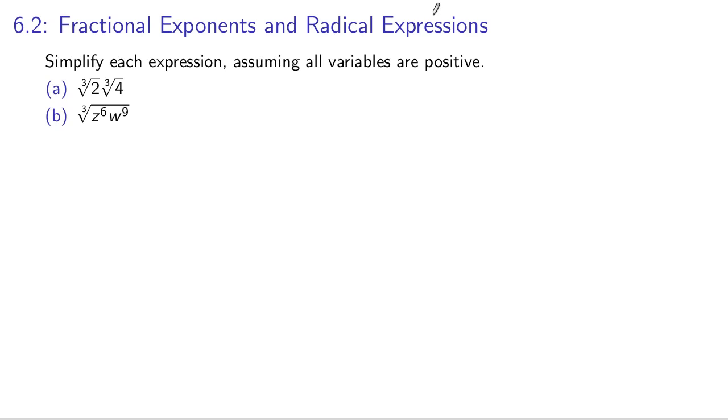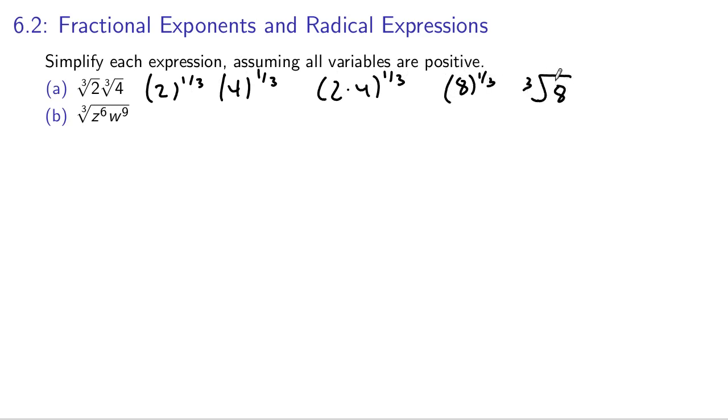Simplify each expression and assume all the variables are positive. Okay, well we could use the common power rules here to combine. So we would have, this is 2 to the 1/3 power times 4 to the 1/3 power. Remember the common power rule was now we multiply the insides and take it to the 1/3. 2 times 4 is 8. 8 to the 1/3 is the same as the cube root of 8, which of course is just 2.